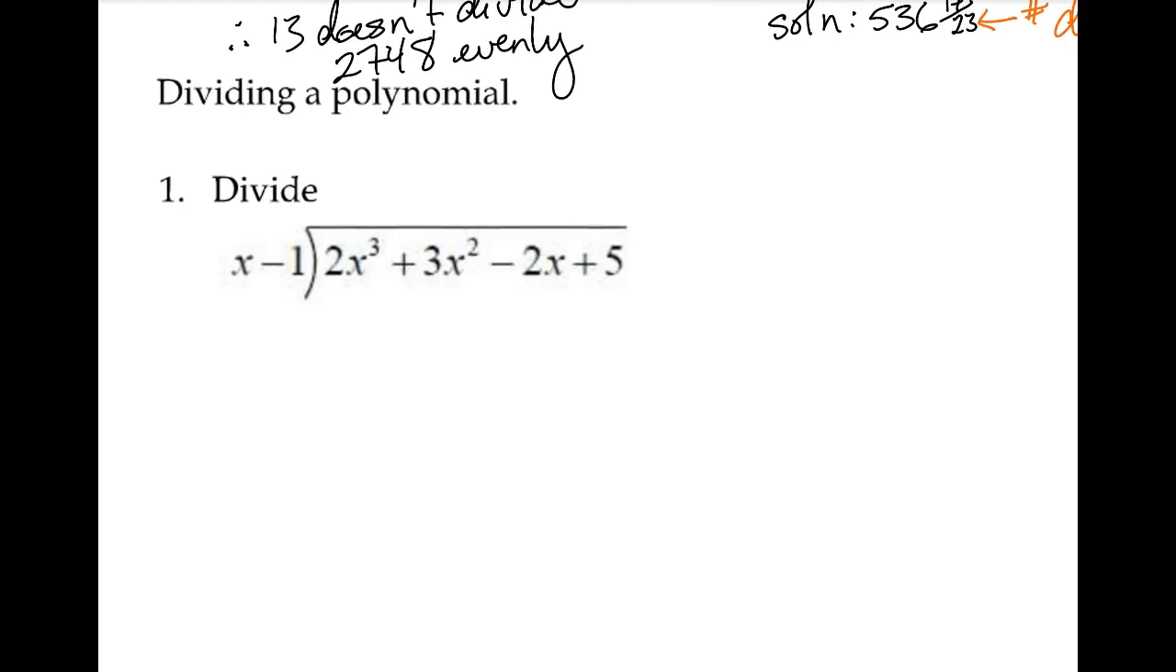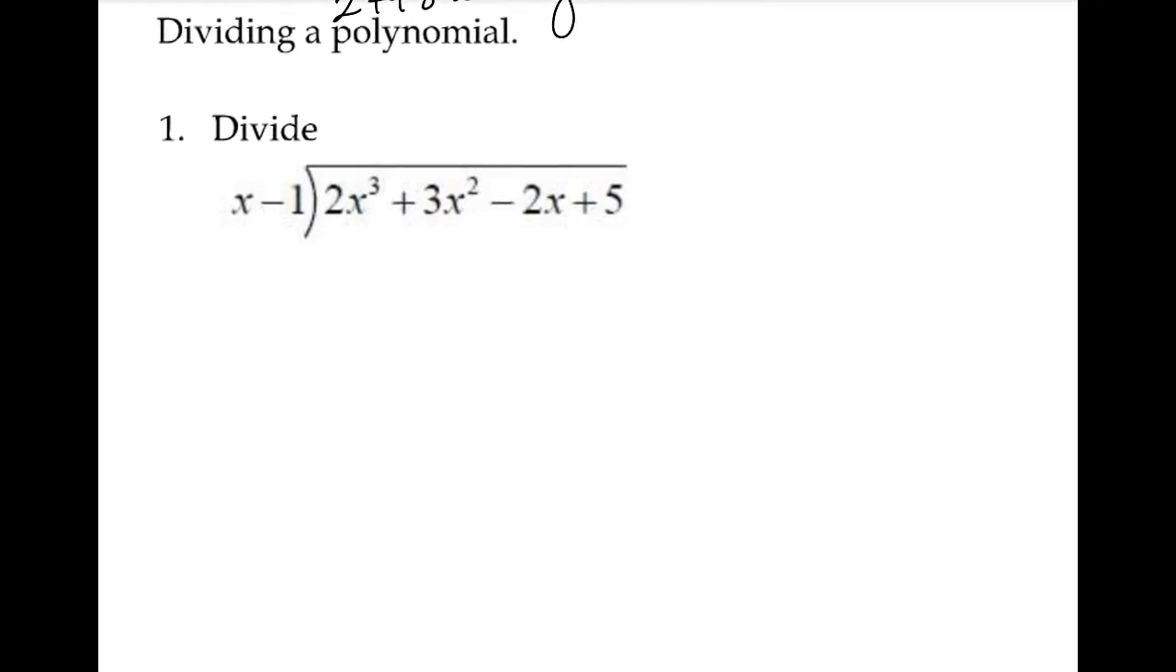So dividing a polynomial is much the same process. Because we're dividing by a binomial, let's just label some terms here. This is a binomial, because there's two terms, whereas this is a polynomial. We're going to use that for anything with 3 or more terms.